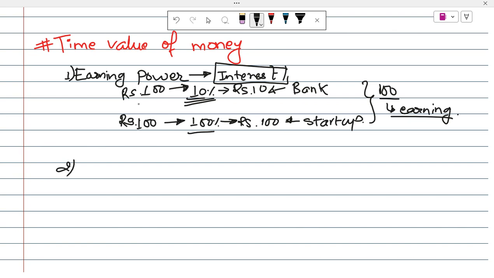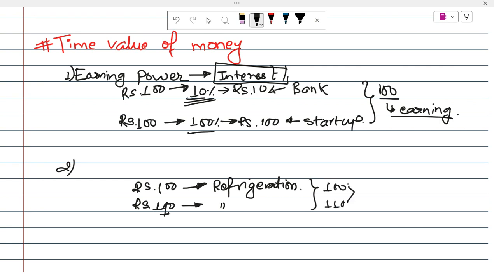Let's understand another concept. Suppose we have 100 rupees and we buy, for example, a refrigerator. Next year, if we have the same 100 rupees, we cannot buy the same refrigerator, because the rate of the refrigerator will be much higher due to inflation. We need 110 rupees, for example, for the same refrigerator. So we need more money to buy the same thing. This means the power of money has decreased.